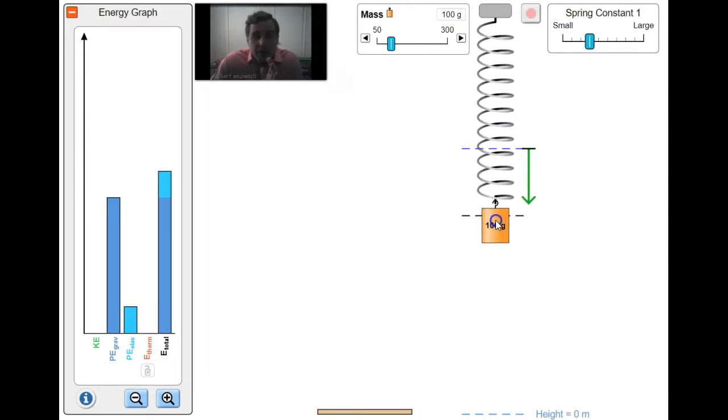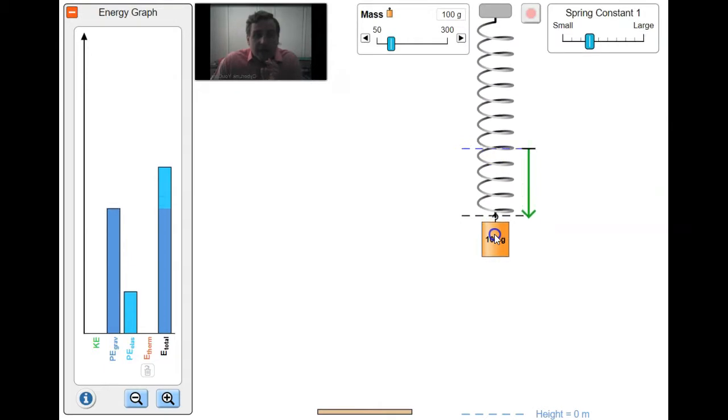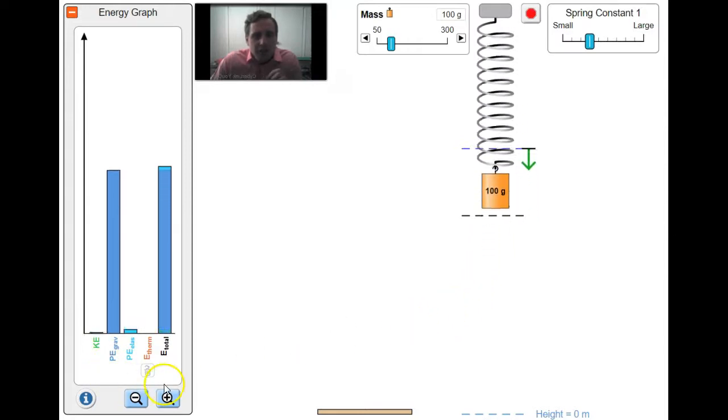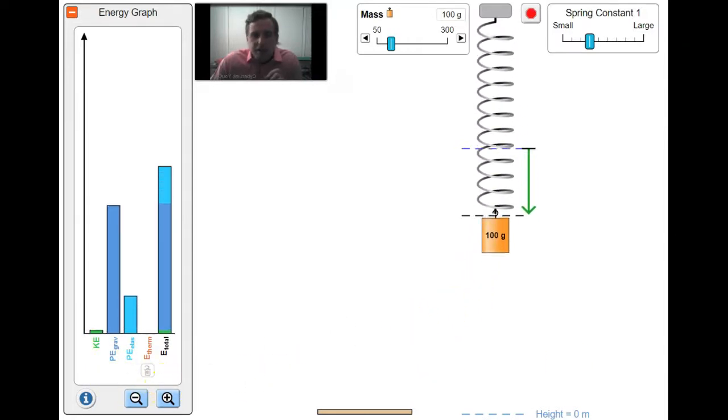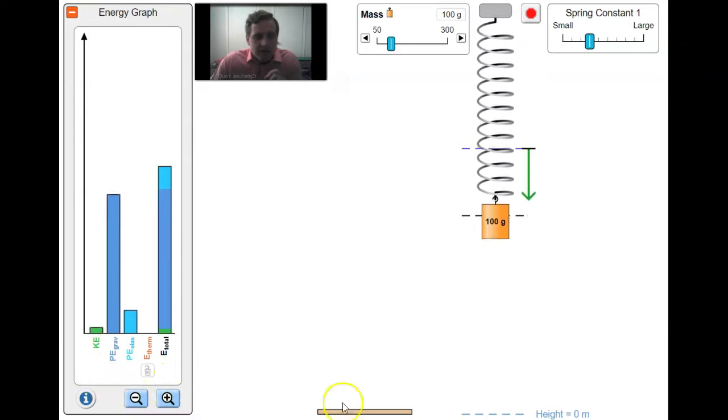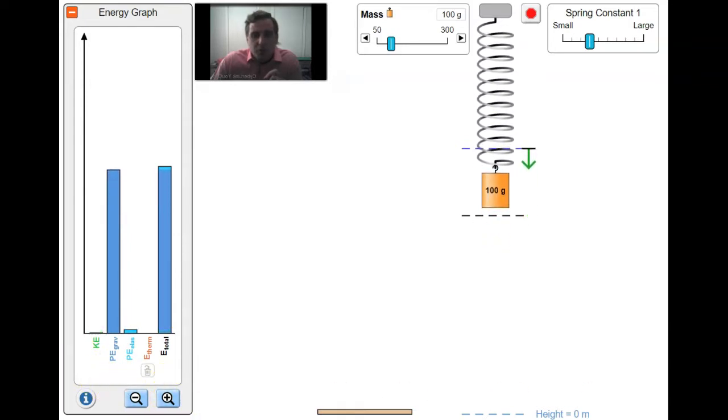But down here, notice that we have less gravitational potential energy, but more elastic potential energy because we're elongating the spring. So let's go ahead and release this and see what happens. By the way, we're going to ignore damping, ignore air resistance, no friction. So it's the oscillation like we had before. Okay, let's slow this down and see if we can understand this. So let's pause when we're near the top.